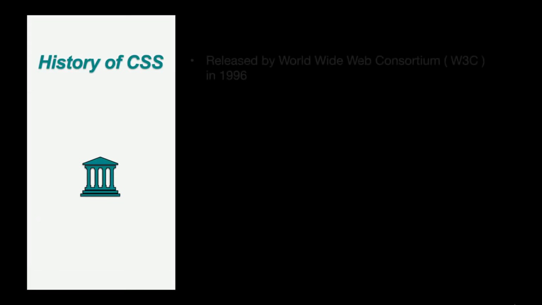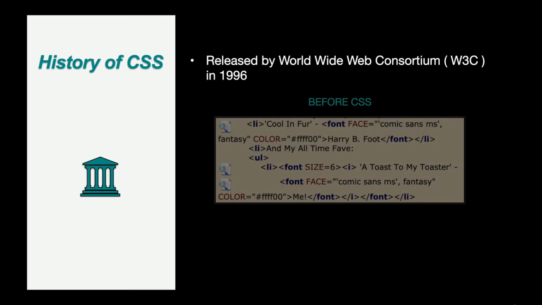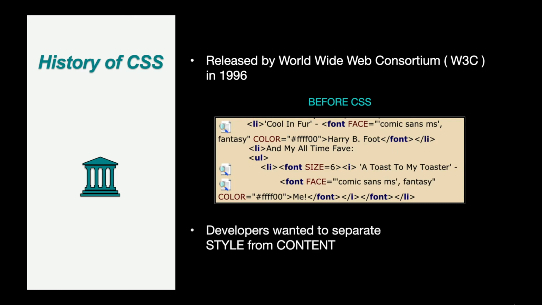But CSS wasn't always around. It was first released by the World Wide Web Consortium in 1996. So before CSS, there were HTML tags like font that were distinctly about color, size, and things like that. But developers started hating these kind of tags that were used just for styling, as they made the documents unnecessarily complex and difficult to read. They wanted to separate style from content.